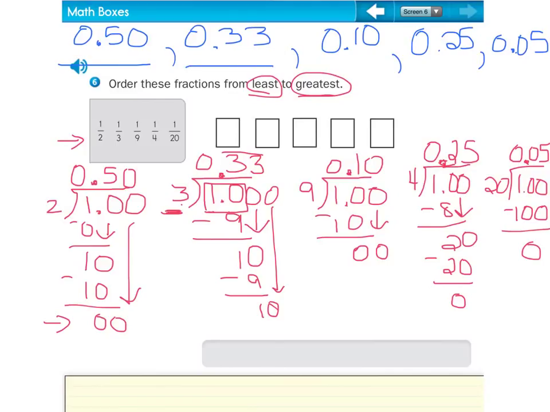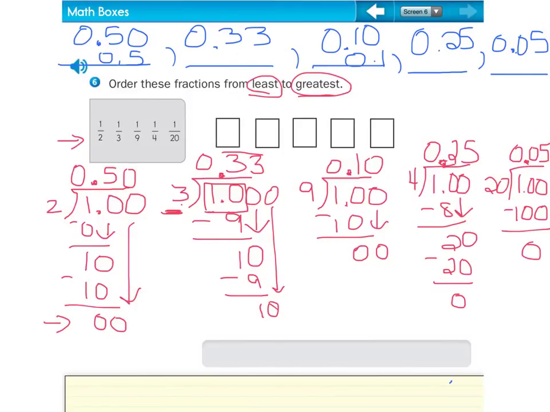33/100ths, 10/100ths, 25/100ths, 5/100ths. Okay, again, this could be written as 0.5, 5/10ths, and this one could be written as 0.1, 1/10. So make sure you know those differences.